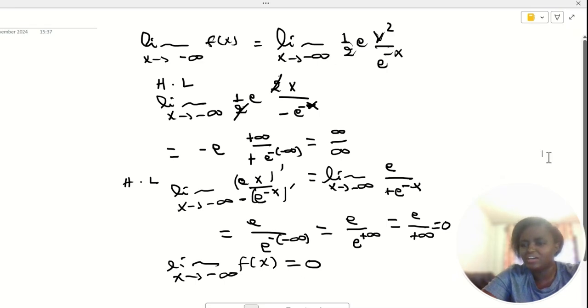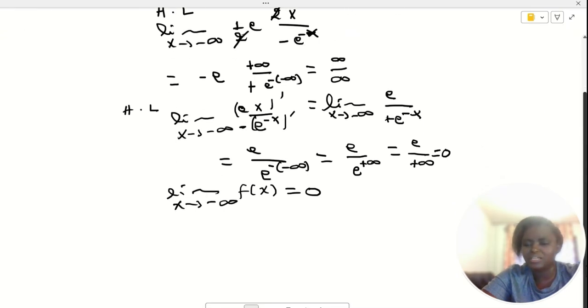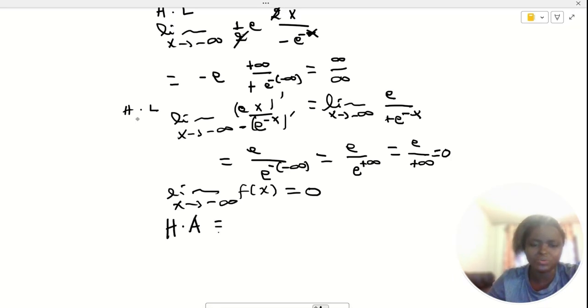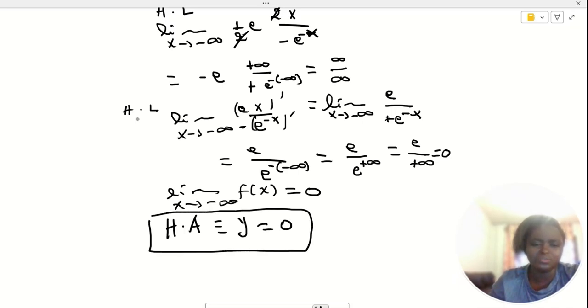This means that we have a horizontal asymptote at y equal to 0. So we get a horizontal asymptote of equation y equal to 0. Since we have a horizontal asymptote, there is no need to find the oblique asymptote, because the horizontal asymptote and the oblique asymptote cannot exist at the same time. So then the oblique asymptote doesn't exist. When the horizontal asymptote exists, the oblique asymptote doesn't.